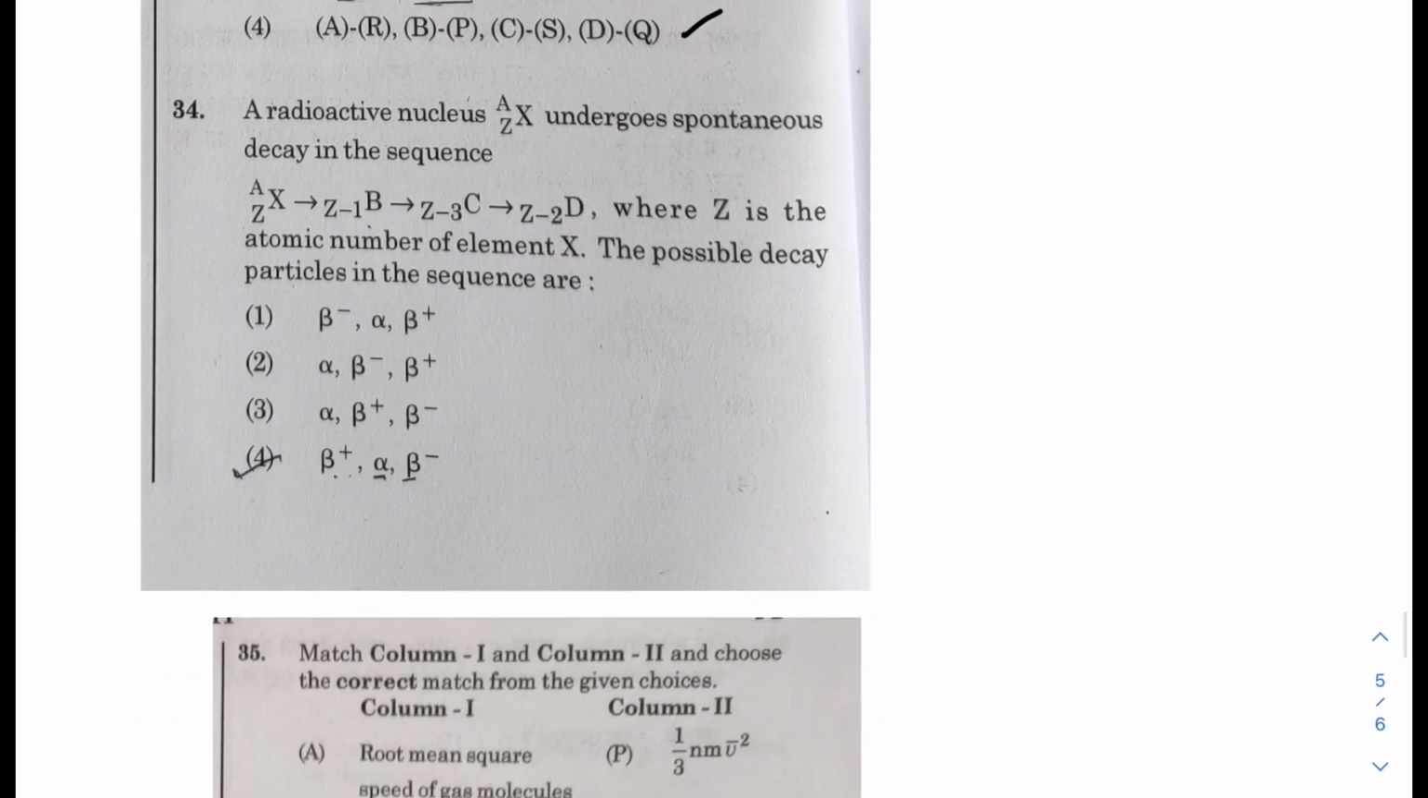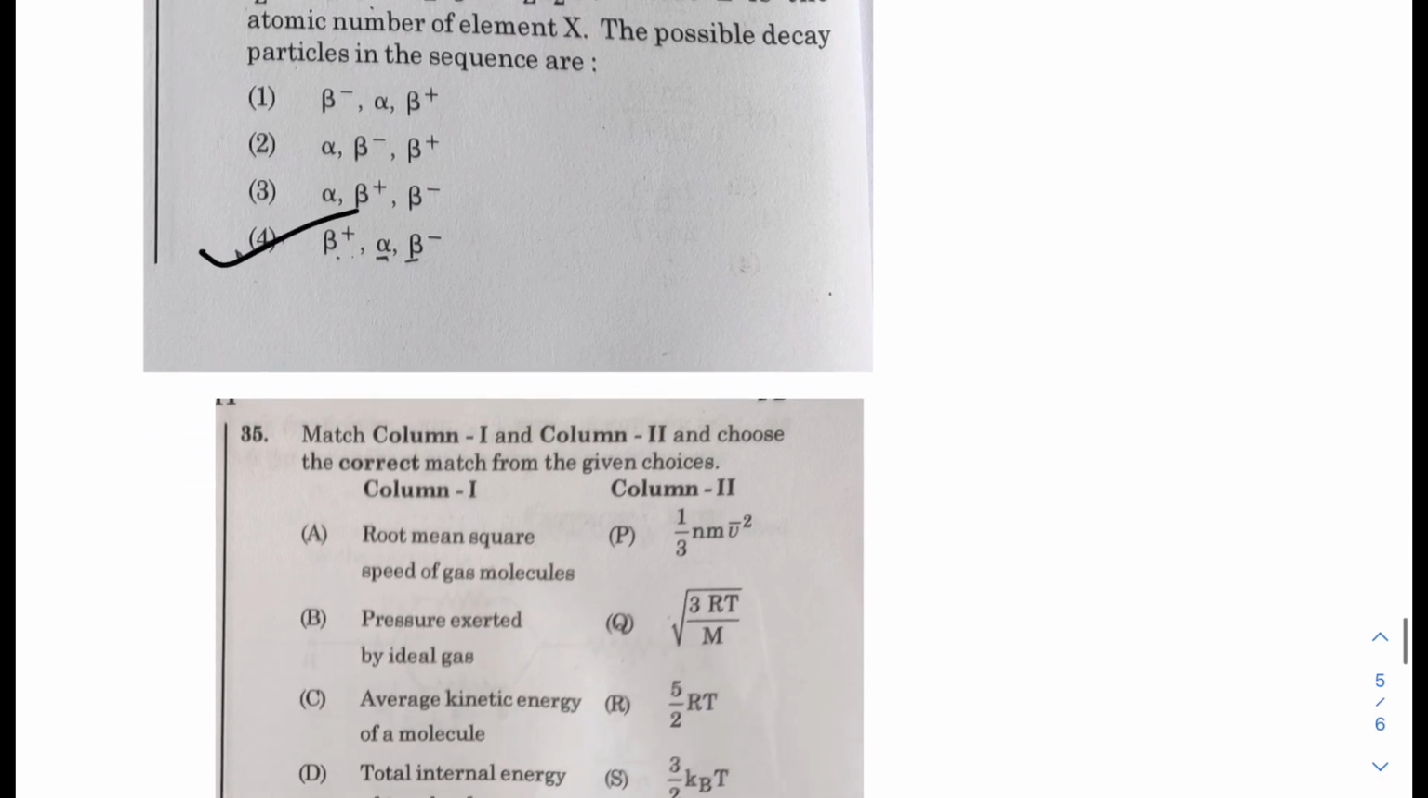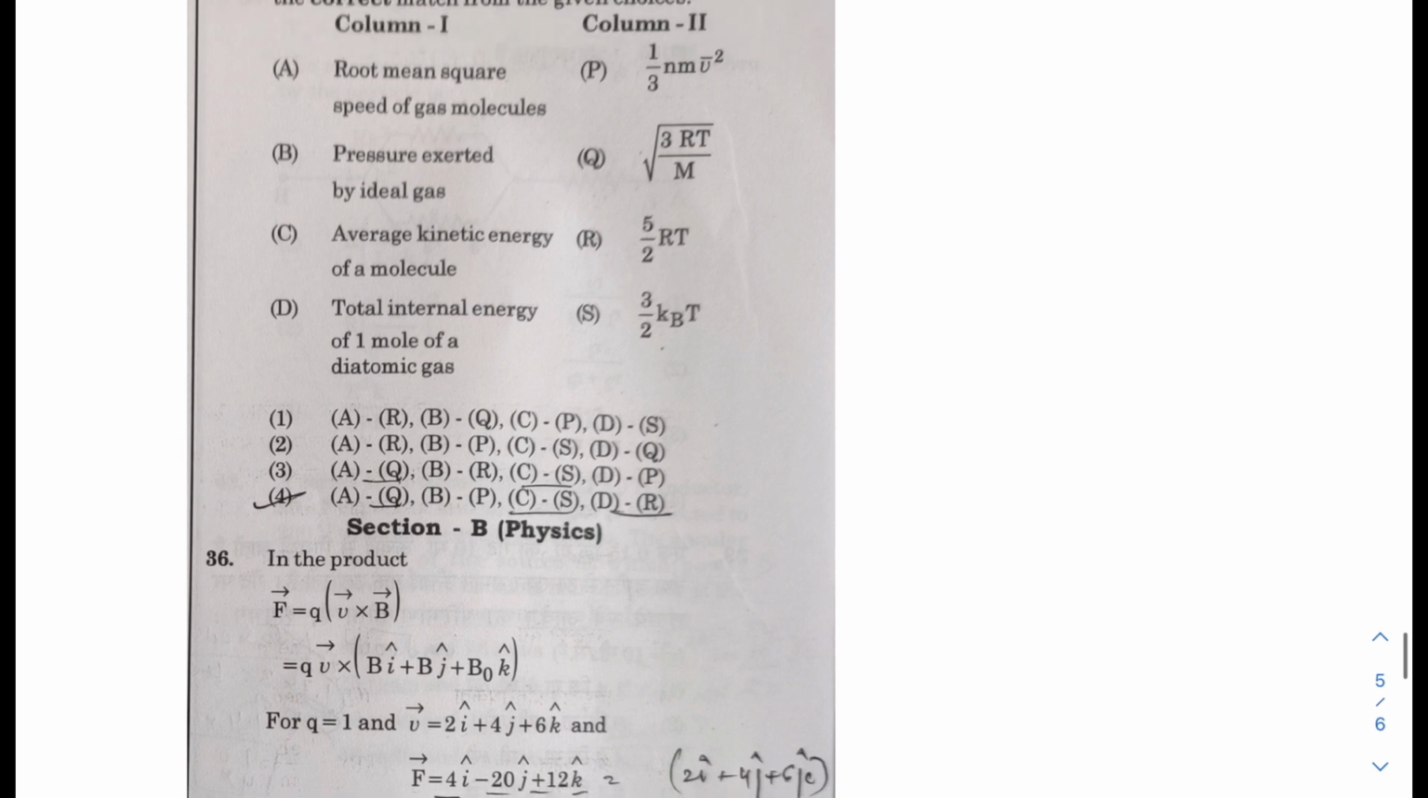Next. A radioactive nucleus undergoes spontaneous decay like this. Here Z decreases by 1, that means it is beta positive decay. Z minus 3, that means it is an alpha decay. Z minus 2, it increases by 1, so it is beta minus. So the atomic number of element X, the possible decay sequence is beta plus, alpha, beta minus. So go with option 4. It's surprising to see beta plus in the NEET paper, but it has come.